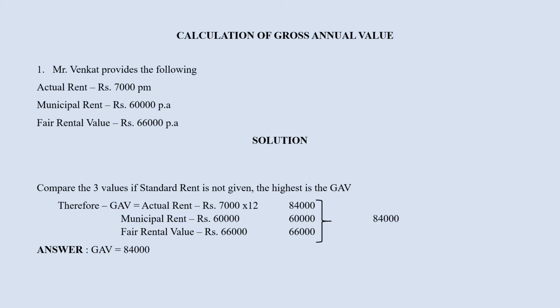And if you can see in the sum, standard rent is not given. So only the other three values are given. So if the other three values are given to you, compare the three values for per annum. So when you compare the three values, actual rent 7,000 per month, that is 7,000 into 12, 84,000 for a year. Municipal rent is 60,000, fair rental value is 66,000. When you compare this, whichever is the highest will become the gross annual value. So when they give you these three values, this is how you're supposed to find it out. So the gross annual value is 84,000.